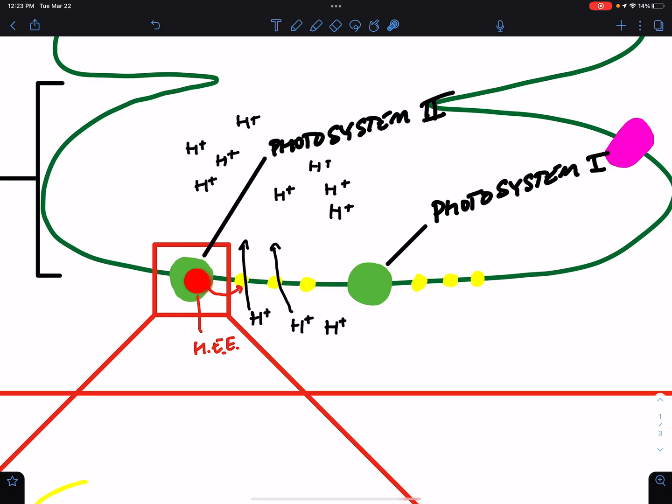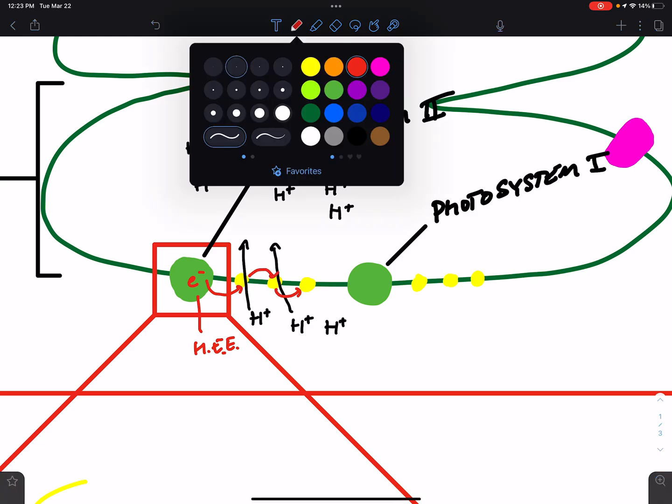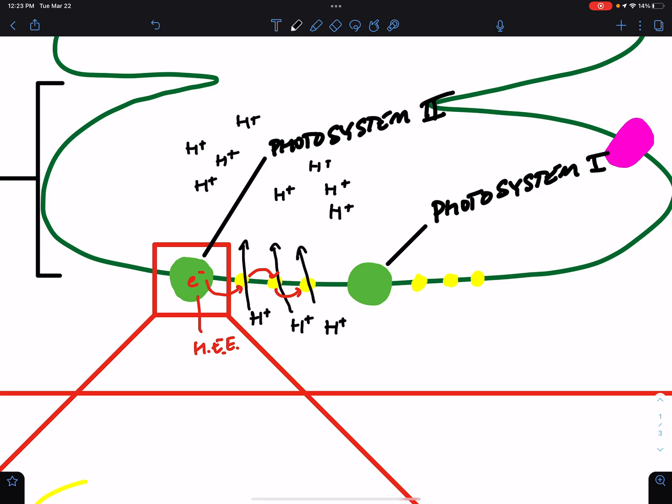And where the energy is coming from is this electron. As this electron travels, is passed from pump to pump, and hydrogen is pumped through, this electron loses energy.